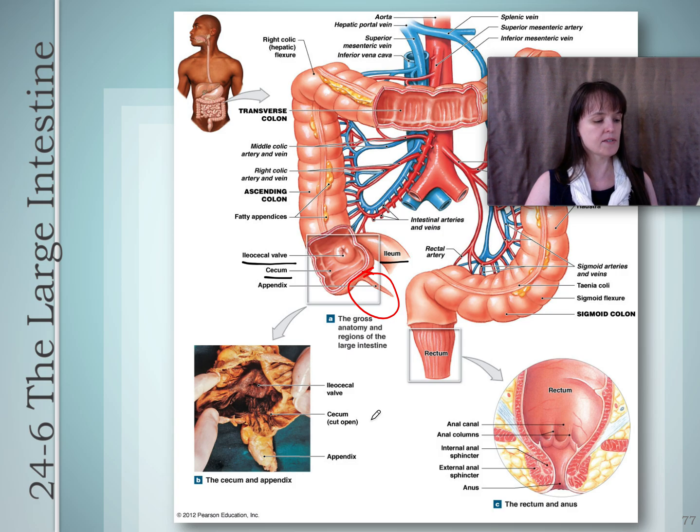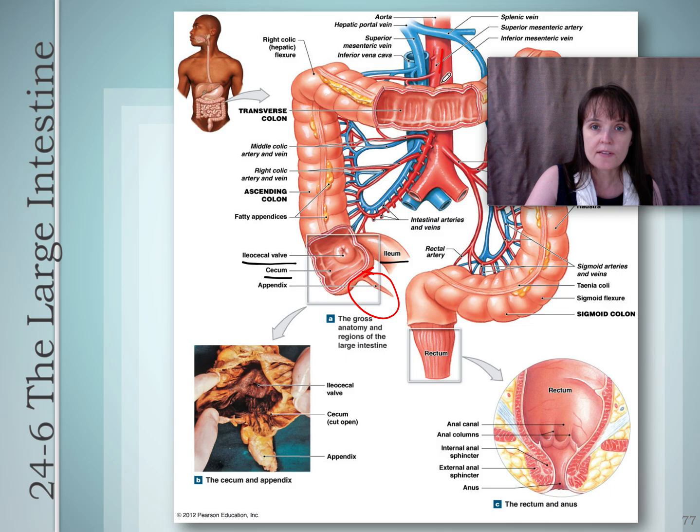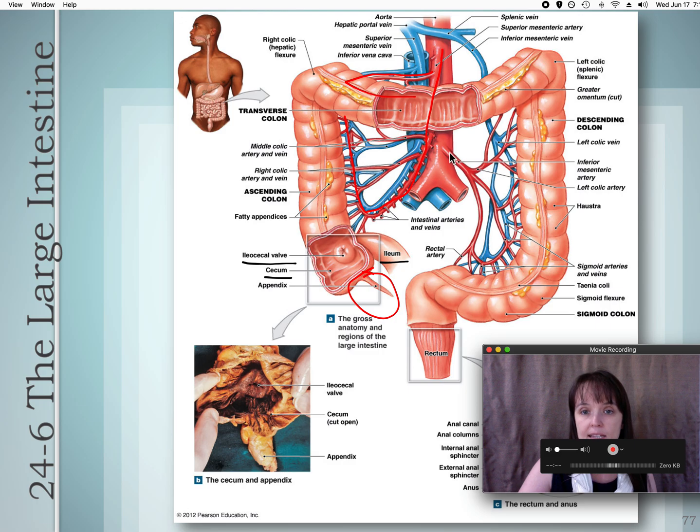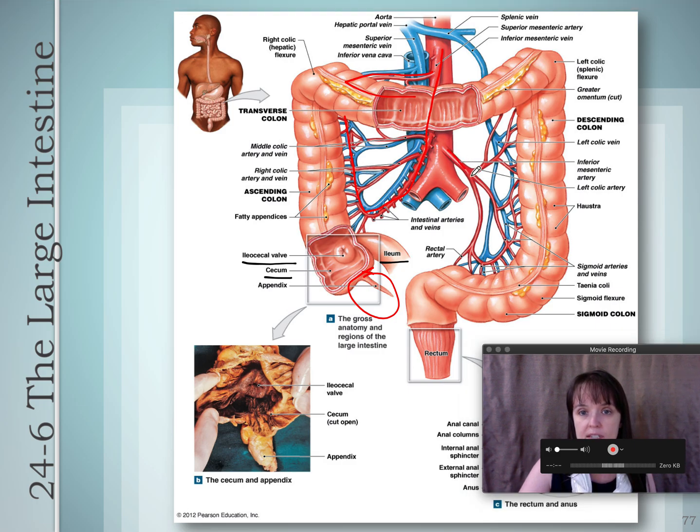What blood vessels supply the large intestine? And you can see them right here. You've got the superior mesenteric artery, which feeds the ascending and maybe some of the transverse, and then the inferior mesenteric artery feeds the descending and the sigmoid.